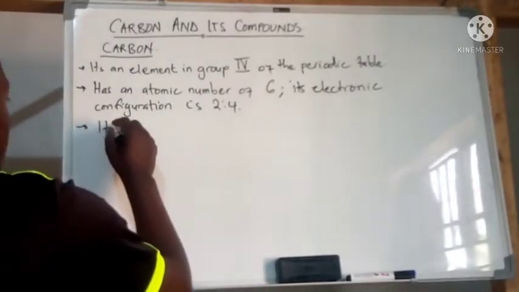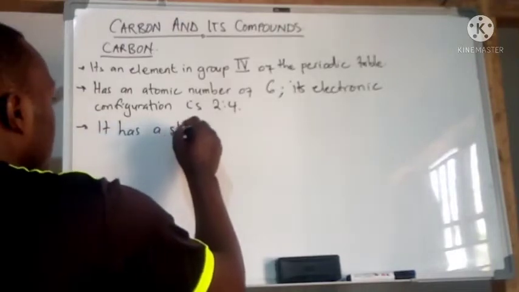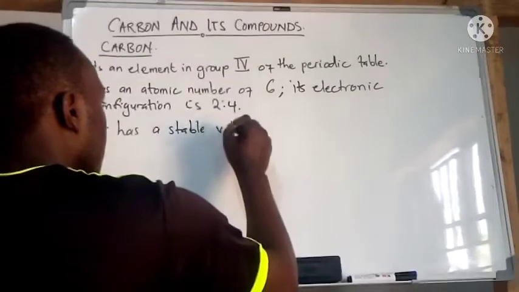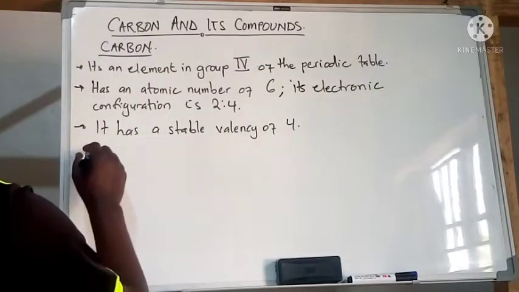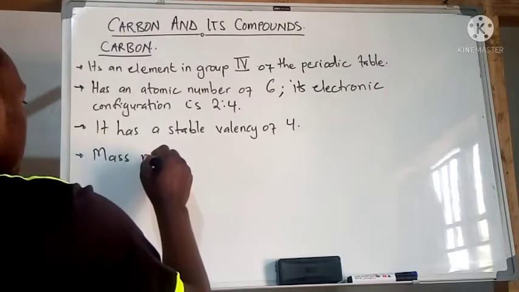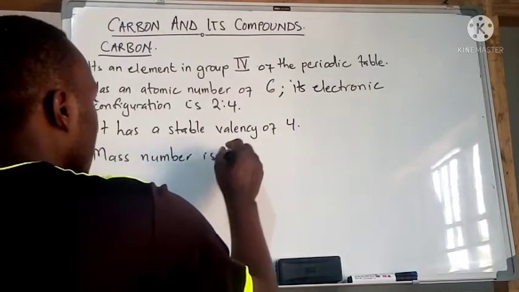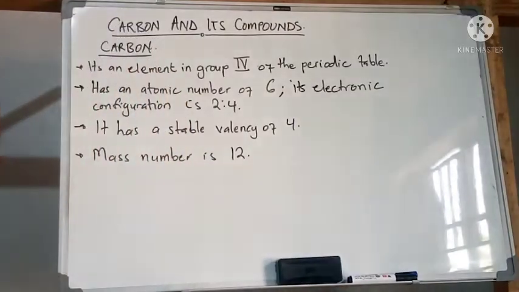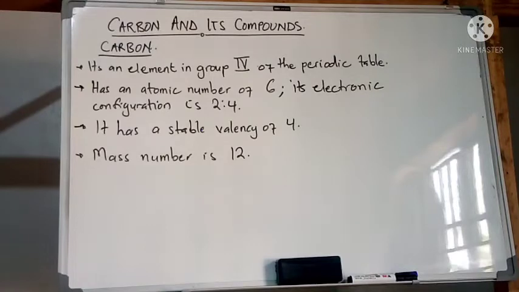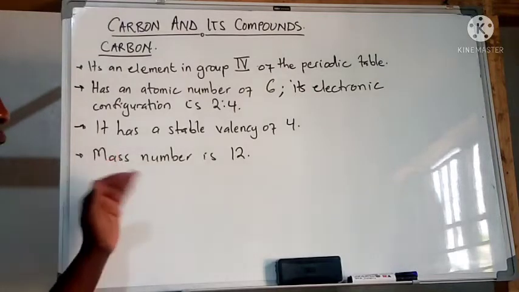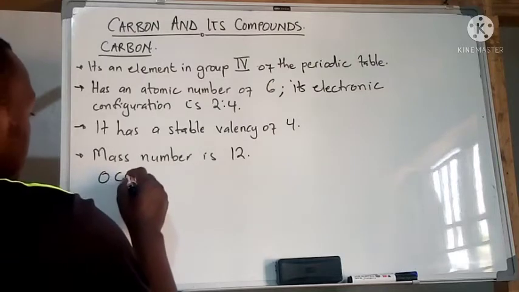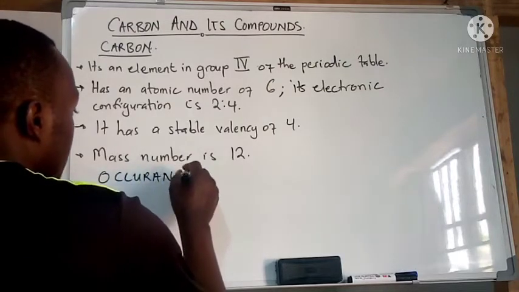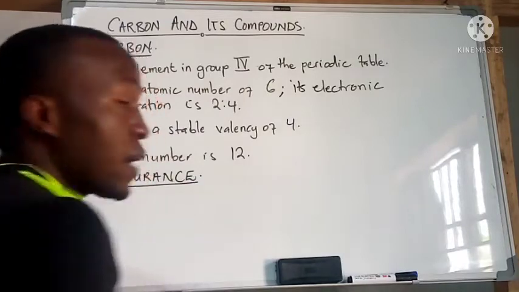So it has a stable valence of 4. Its mass number is 12. So basically, this gives us the introduction of carbon as an element. This element exists in different compounds, so we look at its occurrence.